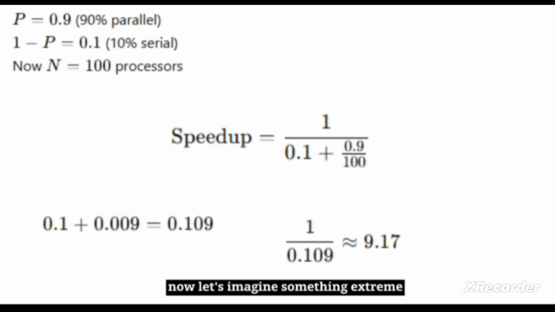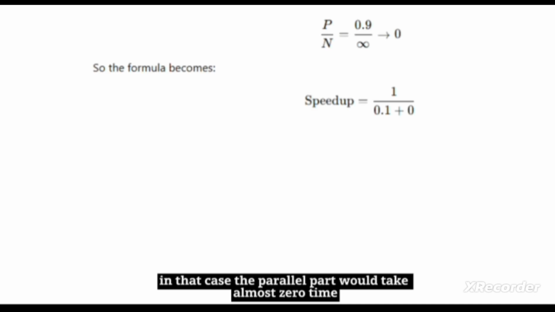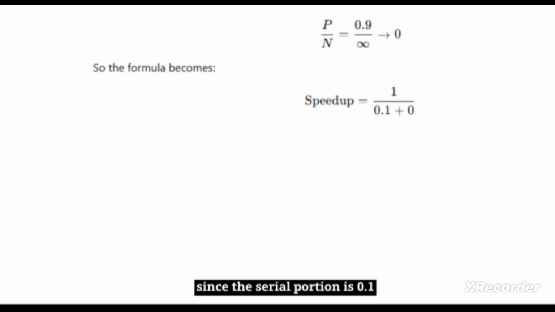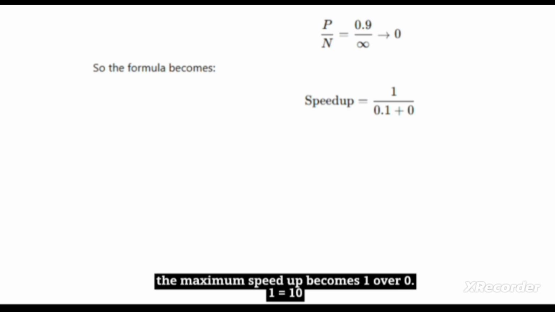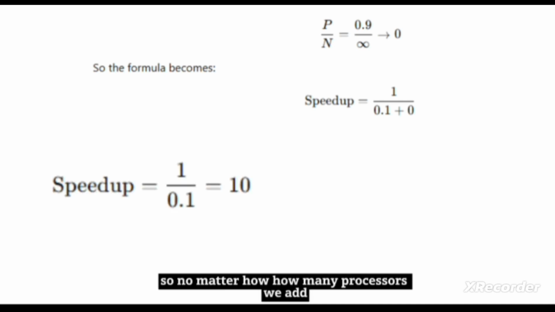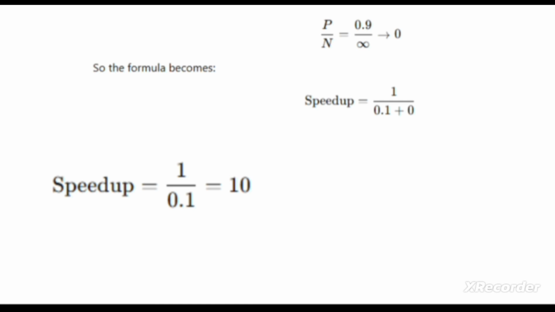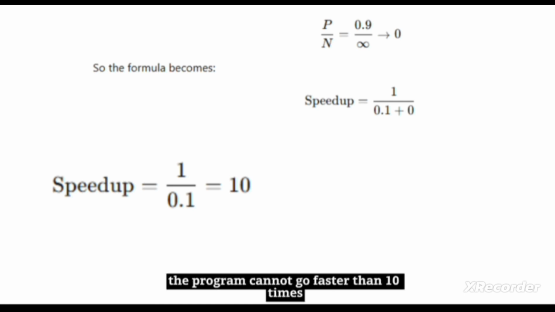Now let's imagine something extreme. What if we had infinite processors? In that case, the parallel part would take almost 0 time. So the formula becomes speed up equals 1 divided by the serial portion. Since the serial portion is 0.1, the maximum speed up becomes 1 over 0.1 equals 10. So no matter how many processors we add, the program cannot go faster than 10 times. This is called the maximum theoretical speed up.